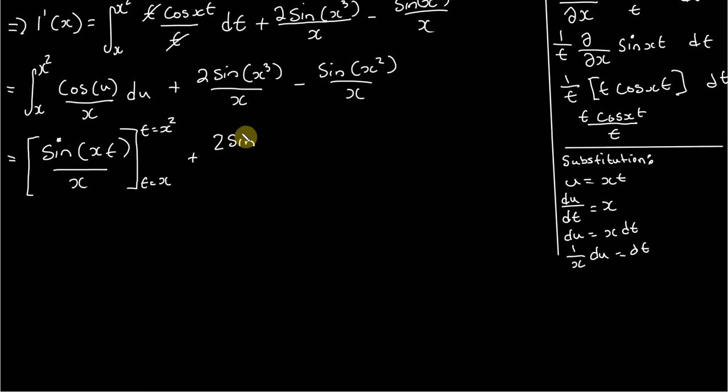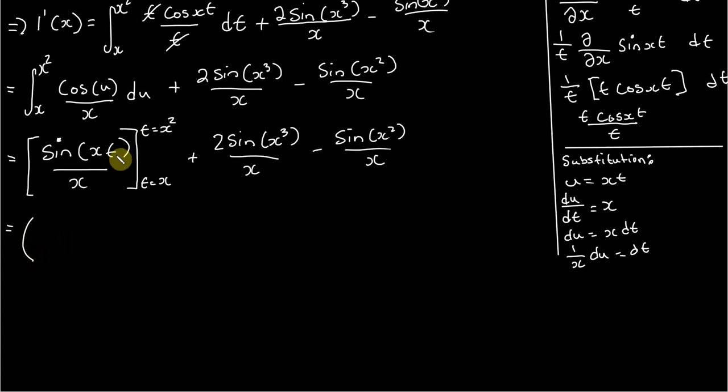So we've got 2 sine x cubed over x. We've got sine x squared over x. Right, and so yeah, now we are basically done here. We just need to evaluate where t equals x squared and t equals x. So this is the evaluation stage, just as one would learn when they're first introduced to the process of evaluating definite integrals. So we've got our round brackets.